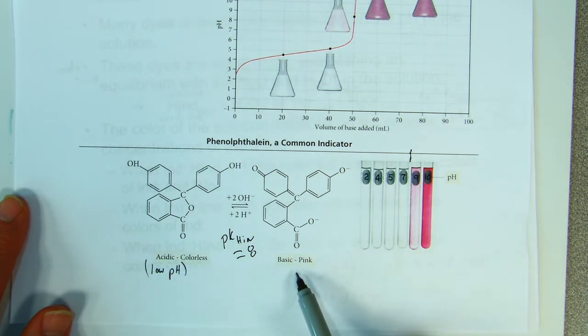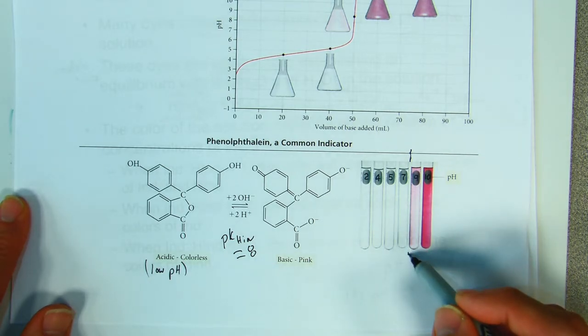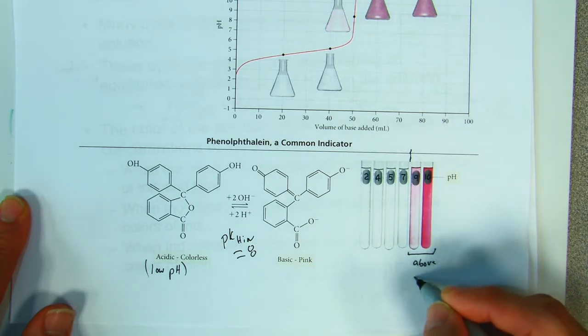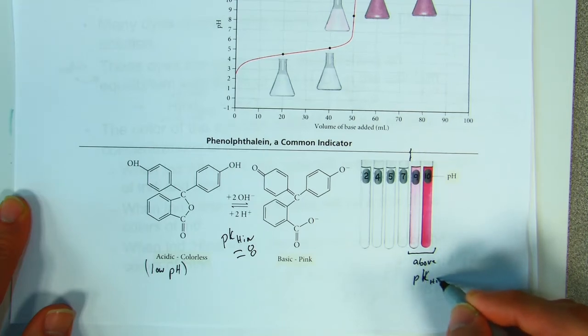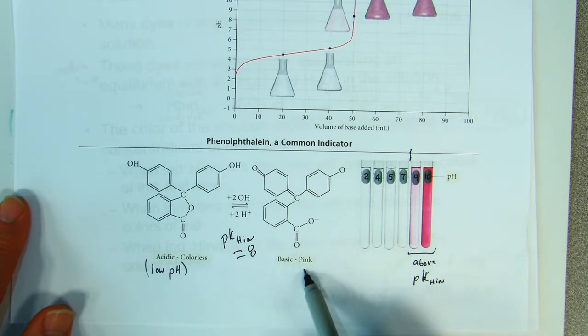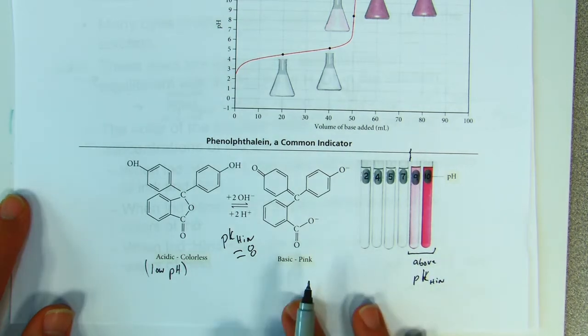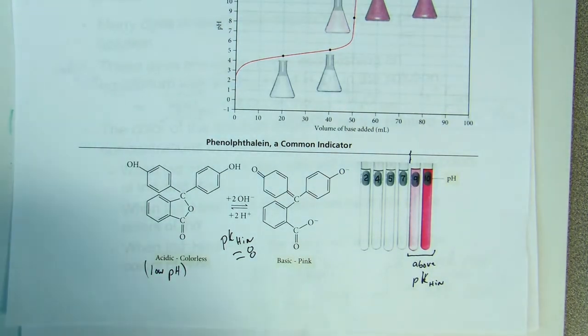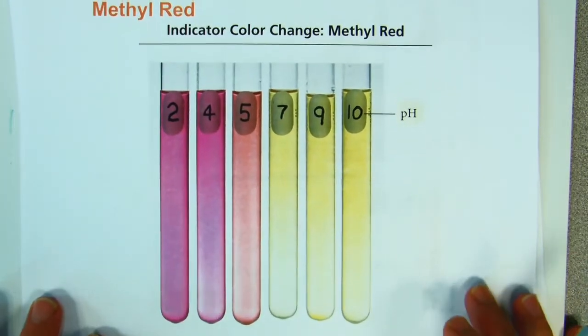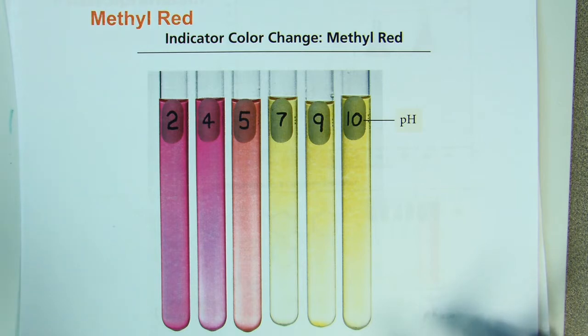But on the other hand, if we go to above the pKHIn, we start to see the pink color dominate, don't we? These last two are above, the pH is above the pKHIn. And because of that, we start to deprotonate the molecule and it exists in this pink basic form. So it's an acid-base indicator. Another example is called methyl red.